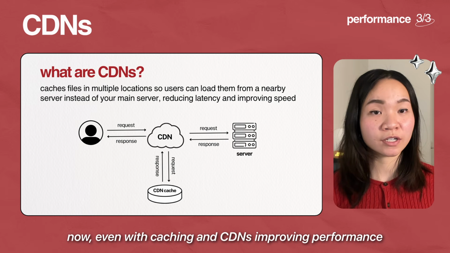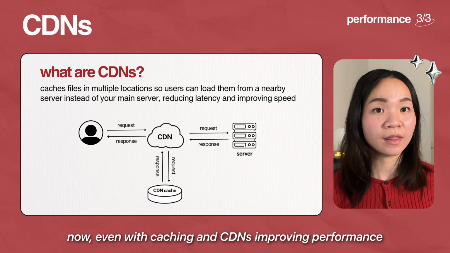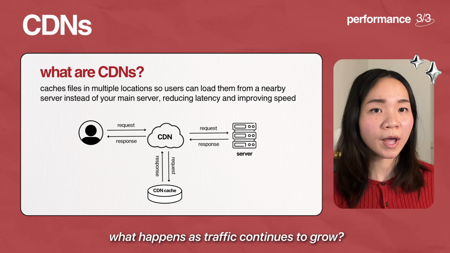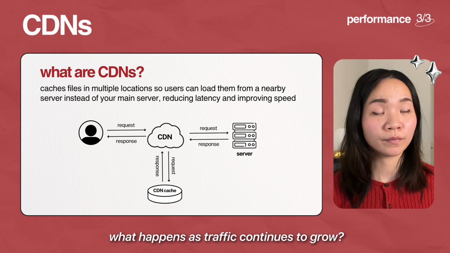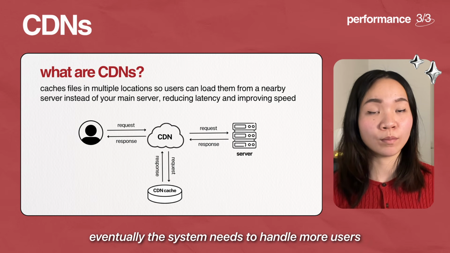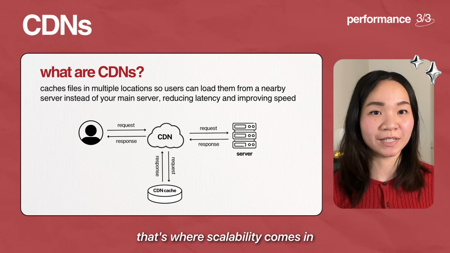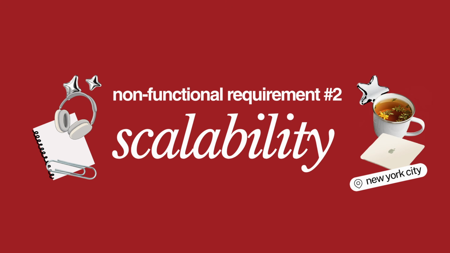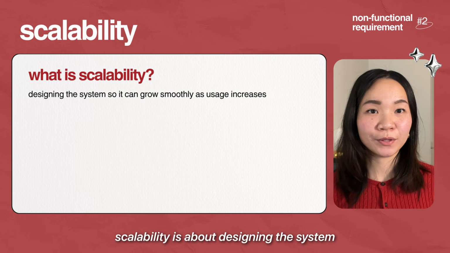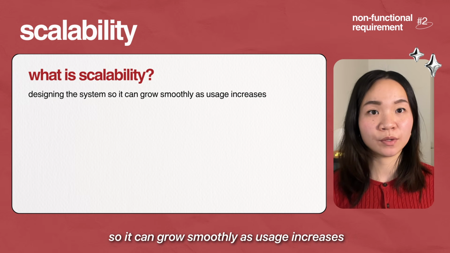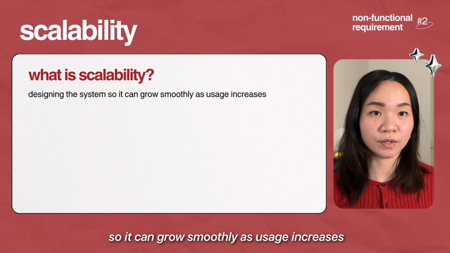Now, even with caching and CDNs improving performance, there's still a bigger question. What happens as traffic continues to grow? Eventually, the system needs to handle more users, more requests, and more data without slowing down or failing. That's where scalability comes in. Scalability is about designing the system so it can grow smoothly as usage increases.